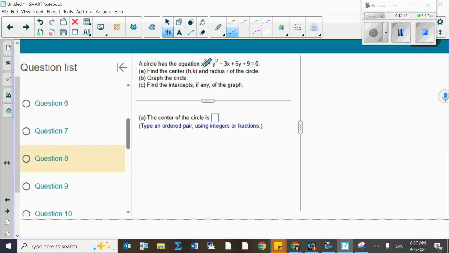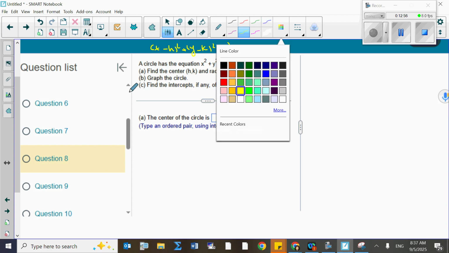So how do I do that? I need to change it to this form: x minus h squared plus y minus k squared equal to r squared. That means I need to have perfect squares of x and y here. How do I do that?